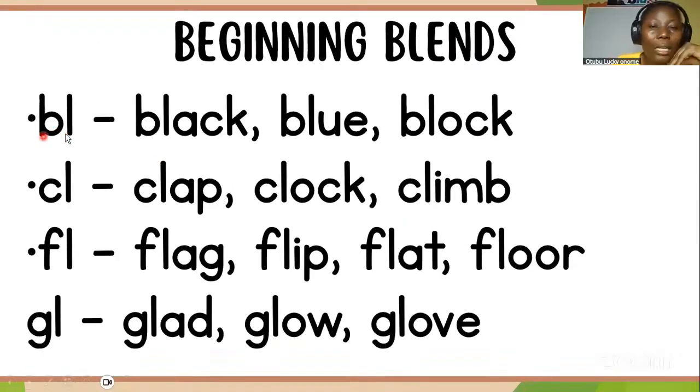B and L says bl. B and L says bl, and we have it in words like black, black. We have the diagram, and U and E says oo. So we have blue.